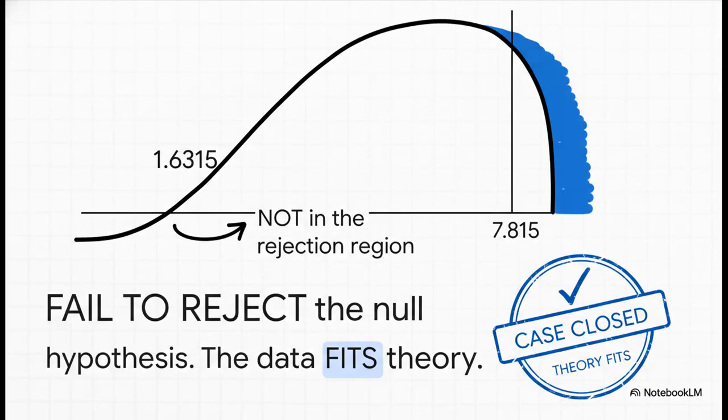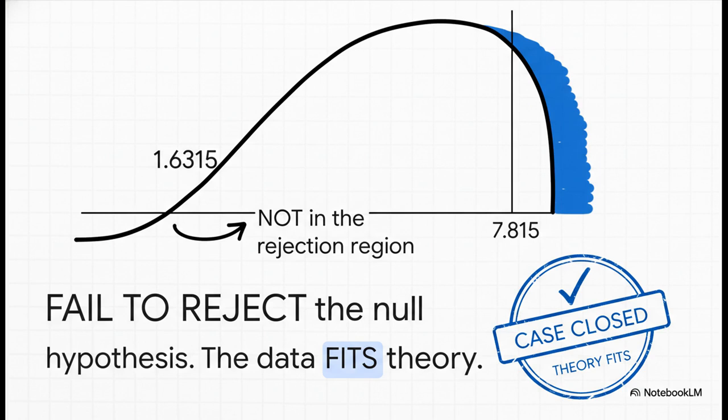So to make our call, we compare our statistic to something called a critical value. Think of it as a line in the sand. Based on our significance level and degrees of freedom, that line is at 7.815. Our number, 1.6315, is way smaller than that. It doesn't even come close to crossing the line.